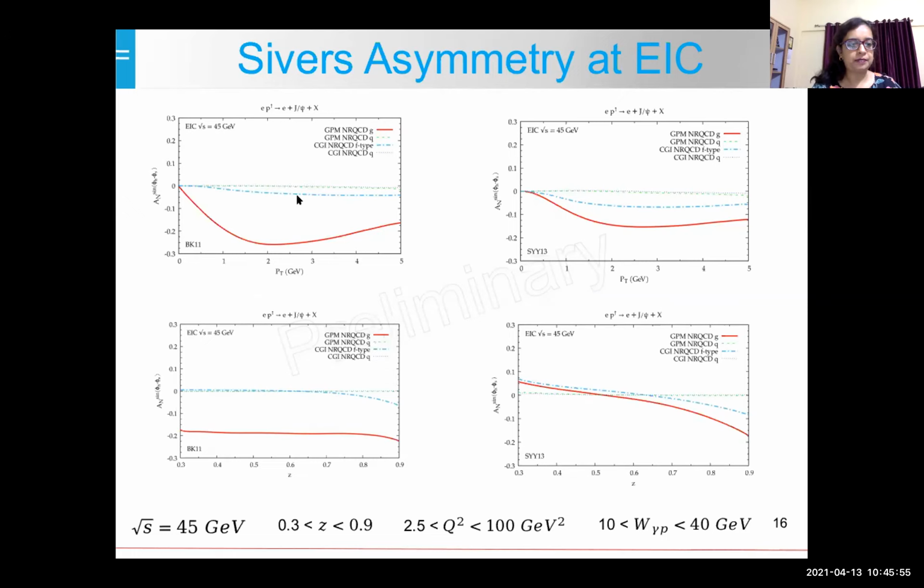The light blue dash-dotted line represents the f-type gluon Sivers function contribution in the J/psi within the NRQCD framework.